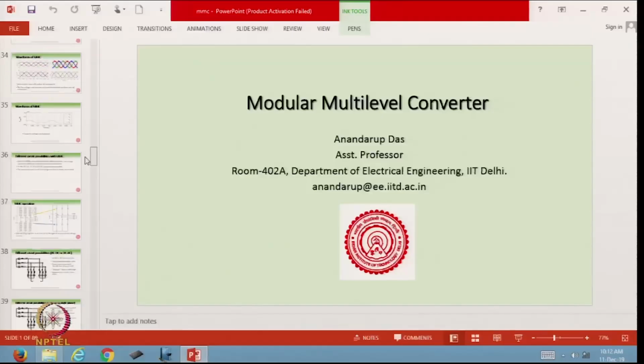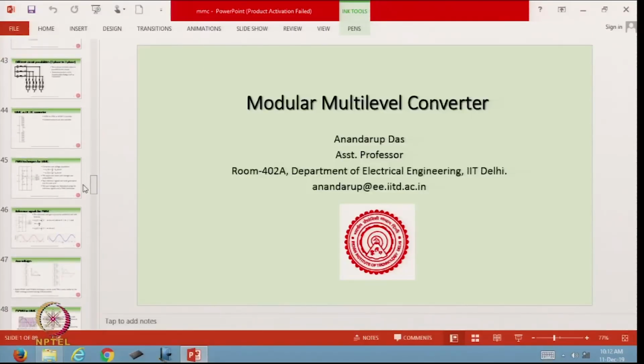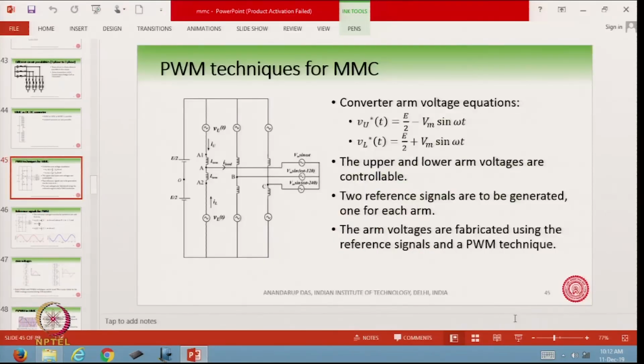So, good morning and welcome to another lecture session on the modular multi-level converter. Today we will be covering the PWM techniques and the sorting algorithm in MMC. Okay, so we will go directly to the PWM techniques.